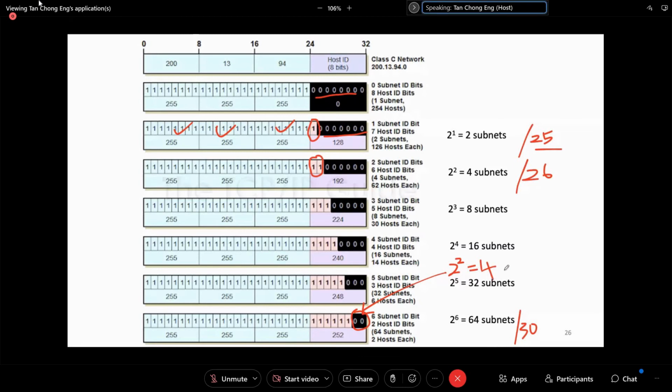So you have minus 2 again. Minus 2, so you get what? You get only 2 hosts. That means this network can only run 2 computers. This network can only provide addresses for 2 computers. So if you are /30, this network only has 2 computers. That is how flexible we can be with the number of IP addresses, not according to the fixed class, but now we can play around with the number of host ID bits, then provide the number of host IDs required by an organization.